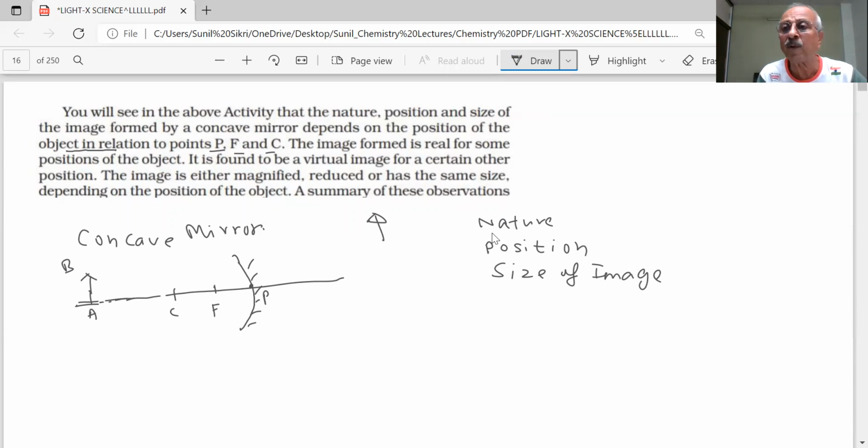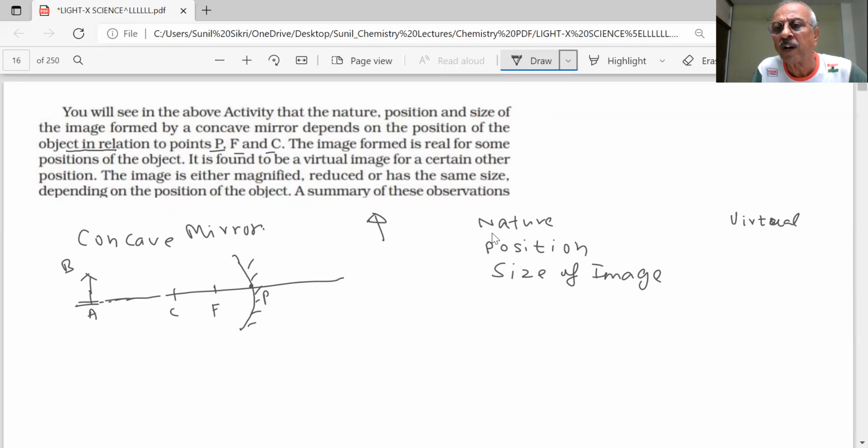The distance of the object from the pole is called u. The distance of the image from the pole is called v. f is the focal length, which we already explained to you. Nature means whether the image is real or virtual, and whether the image is inverted or erect. So all these things we told you, images can be virtual.